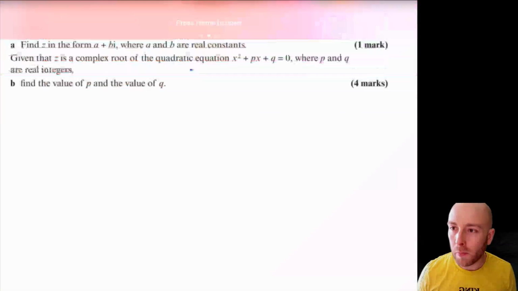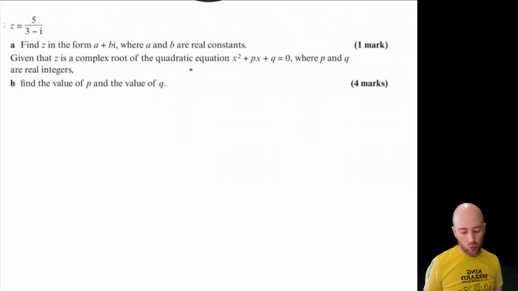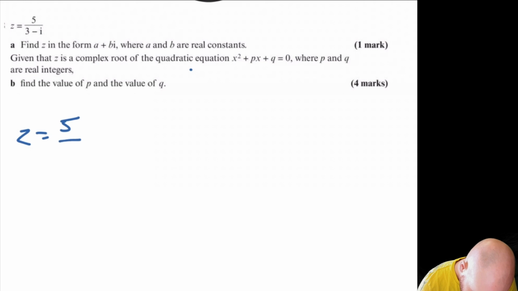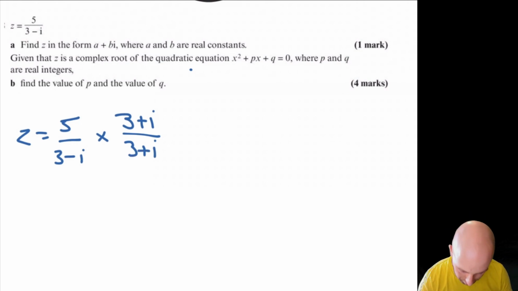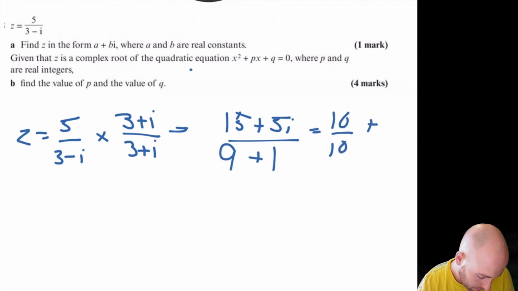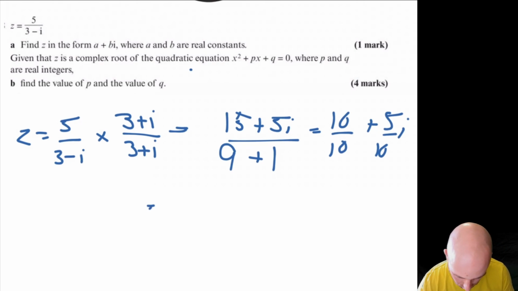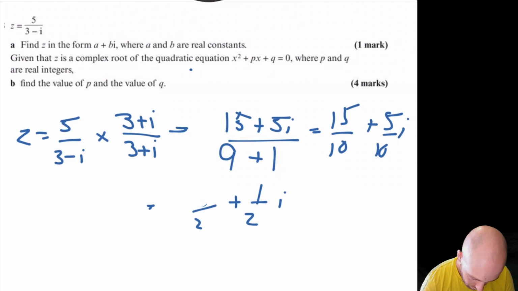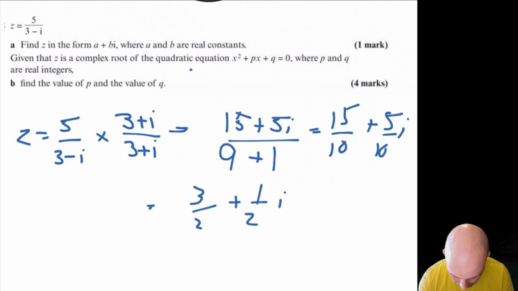Alright, find z in the form a plus ib, so we need to divide, or if you like, think about rationalizing things. So we do this to it, and it's going to turn into 15 plus 5i over 9 plus 1, so 15 over 10 plus 5 over 10 i. Simplifying, 3 over 2 plus 1 over 2 i. There we go.